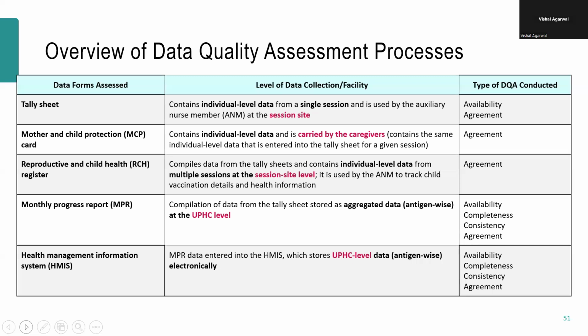So for the type of DQA, for the tally sheet format, we have considered availability and agreement only. For the mother and child protection card, we have considered agreement only, and the same for RCH registers. But for MPR and HMIS portals, we have analyzed availability, completeness, consistency, and agreement for all 4 indicators of these 2 sources. Next slide, please.